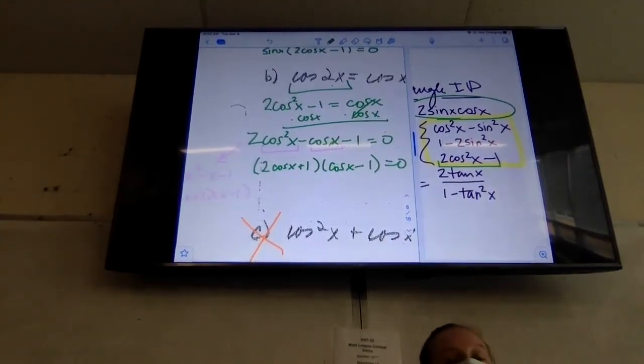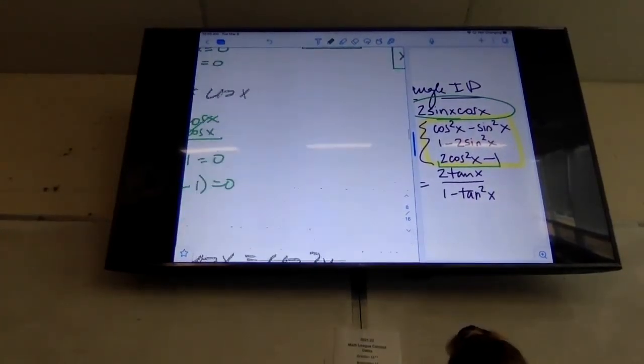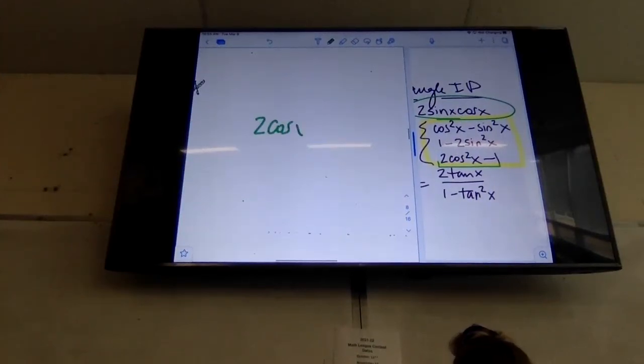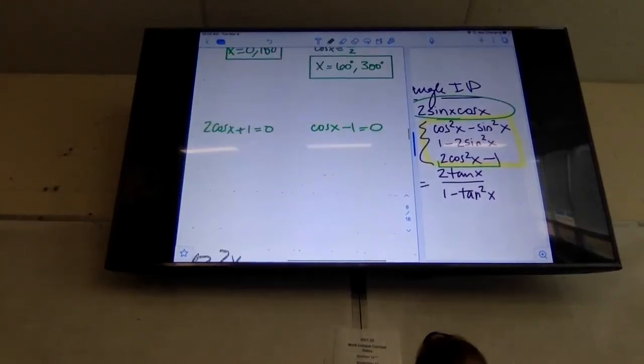That's good for us because now I just have factors. So we set each factor equal to 0 and find out what angles make that true. So I'm going to set 2 cosine x plus 1 equal to 0 and cosine x minus 1 equals 0. Minus 1 from both sides, divided by 2. I'm asking myself where cosine of x is -1/2 and where cosine of x is +1.